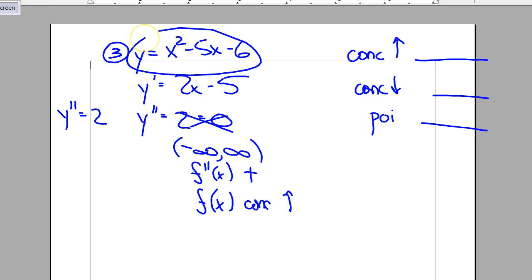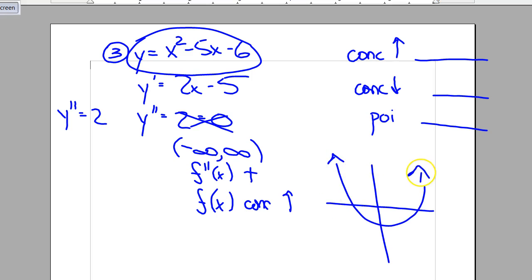Well, what's that look like? What's that graph? It's just a parabola, right? So isn't that always going to be concave up? It just looks like a U. That's the definition of concave up.